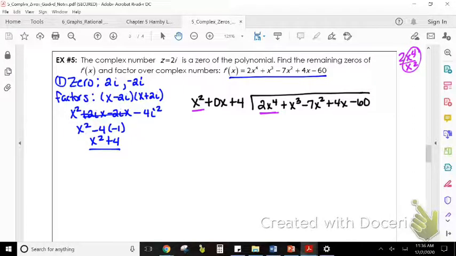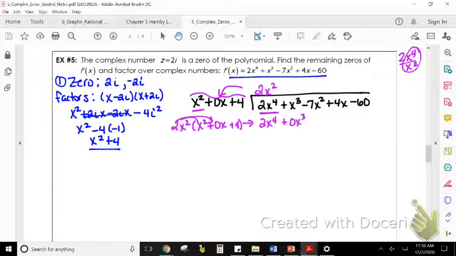X to the 4th divided by x squared is x squared, and we still have the 2, so we get 2x squared. Then we're going to multiply whatever we put there by this entire outside. So we're going to take that 2x squared, and we're going to multiply it times x squared plus 0x plus 4. And we're going to put that right here underneath its like terms. So distribute, so 2x squared times x squared, 2x squared times 0x, and 2x squared times 4.